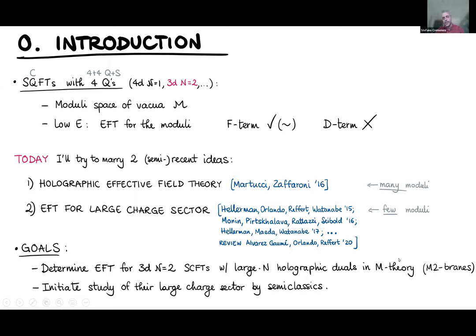And so in that context, which also applies to theories without supersymmetry, there are a few notable papers by Hellerman and friends, which discuss the large charge sector of supersymmetric field theories. There they discuss examples with very few moduli, typically 1 modulus. So the idea there is that the presence of many moduli complicates the general story, and so they try to start with a low number of moduli. So it seems that the two approaches deal with very different regimes.